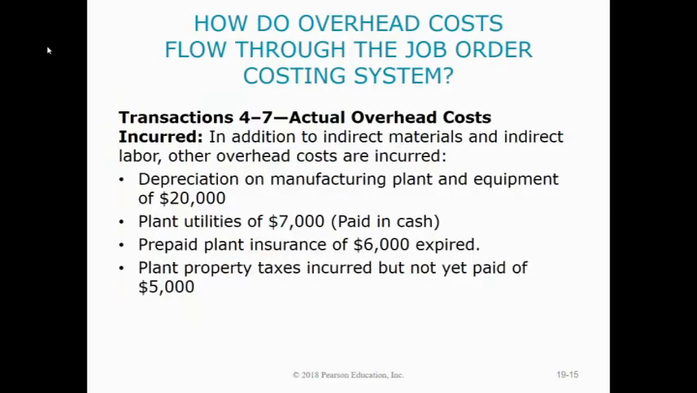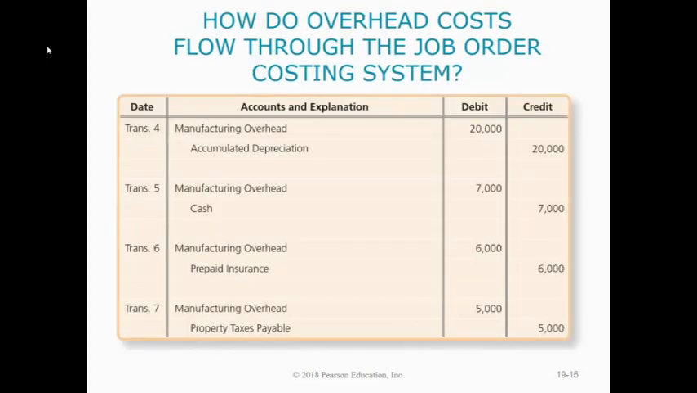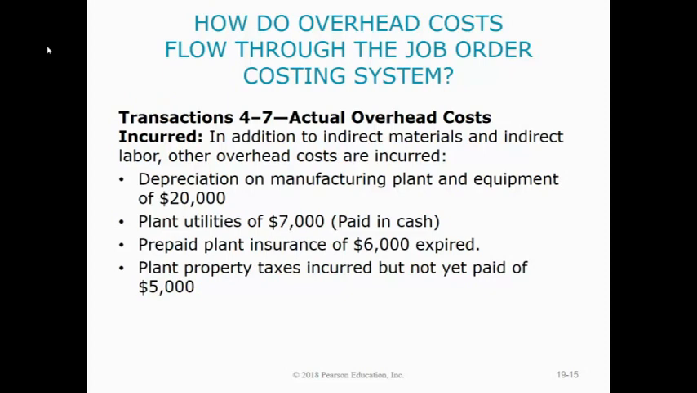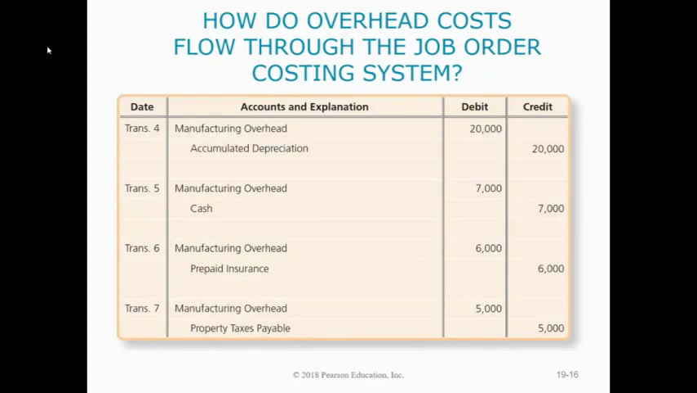So what three things did we have here? Four things, excuse me. We had depreciation of manufacturing plant and equipment. What would be the credit for that then? Accumulated depreciation. The next thing we had is plant utilities of $7,000, which were paid in cash. What would the credit be there? It would be to cash because we had to actually physically pay this. We got to reduce our cash account.